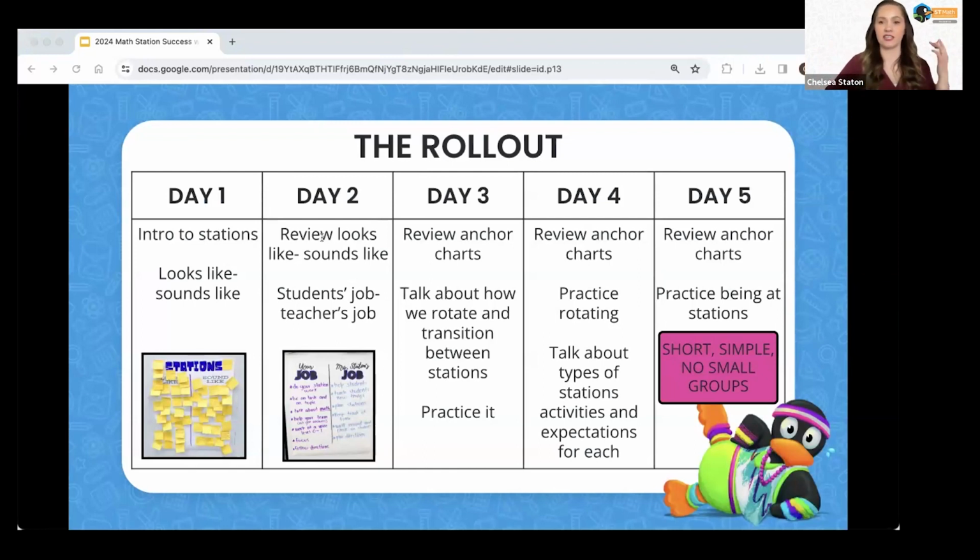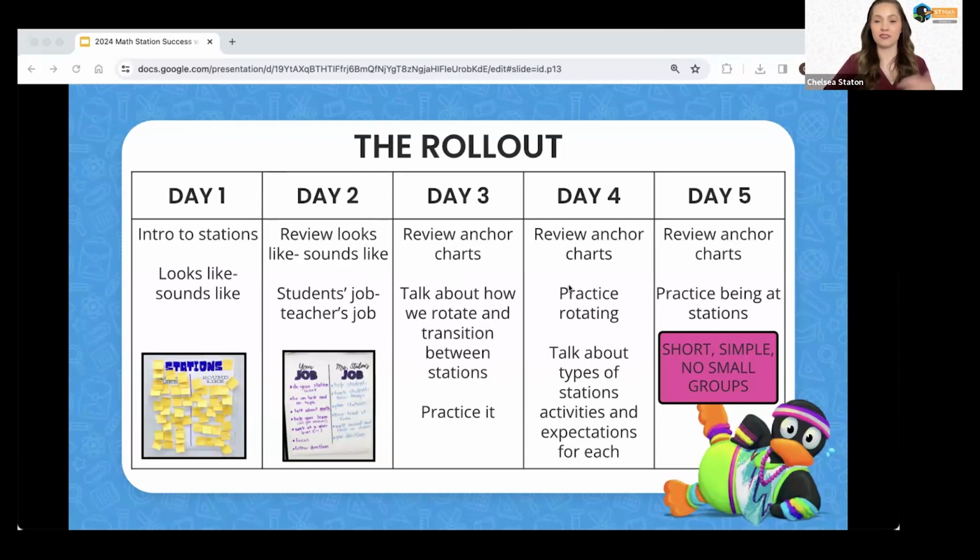So essentially we're going to have a discussion about a specific routine or procedure or expectation. And then the next few days, we'll still talk about it, but we'll also practice doing it. So we'll practice being at stations and practice what it looks like, what it's going to sound like over and over again so that it just becomes second nature for them. They learn by doing it. They can't learn just by being told this is how we're going to do stations.